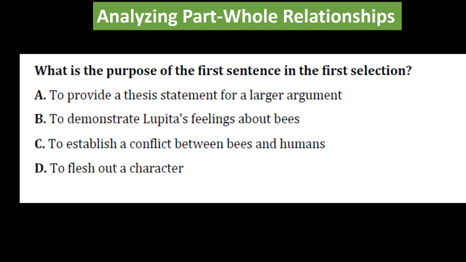Next, we have analyzing part and whole relationships. That is, what is the relation of a part to the whole? It's more or less the same as the previous one. Here it says, what is the purpose of the first sentence in the first selection? Is it to provide a thesis statement for a larger argument, or to demonstrate Lippitat's feelings about bees, or to establish a conflict between bees and humans, or to flesh out a character? So what is the role of the first sentence in the whole passage?